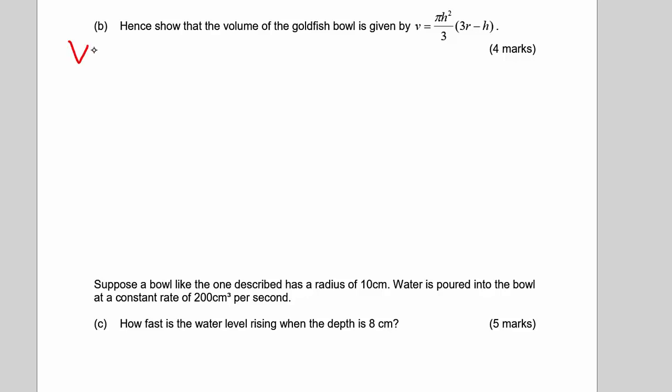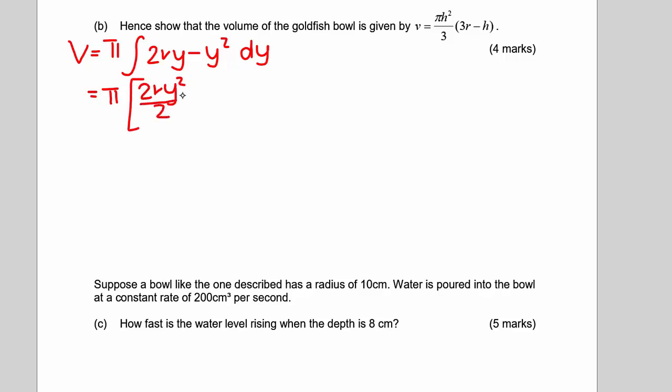So the volume equals pi, the integral, and it's x squared. That means we can get rid of the square root sign basically. 2ry minus y squared dy, which is pi times 2ry squared over 2 take y cubed over 3. Get rid of the 2's.